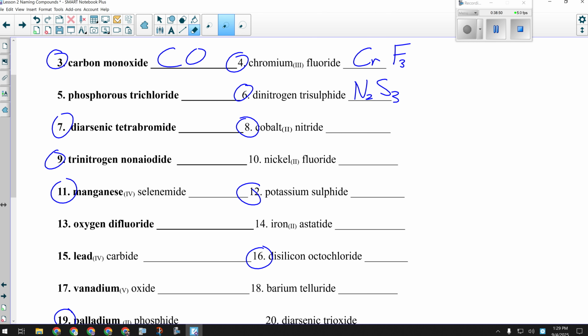And 7, sometimes hard to find arsenic. It's not one we use very often. Also, a popular medieval poison. Arsenic is right here. It is As. So how many arsenic are there? 2. And how many bromine? 4. Should I reduce that? No, I should not, because it's molecular. Just gotta really watch for that one.